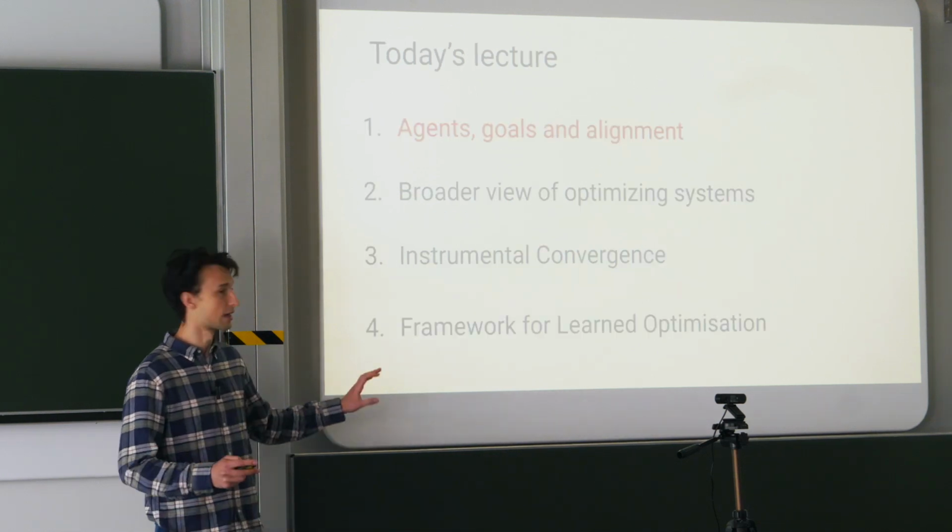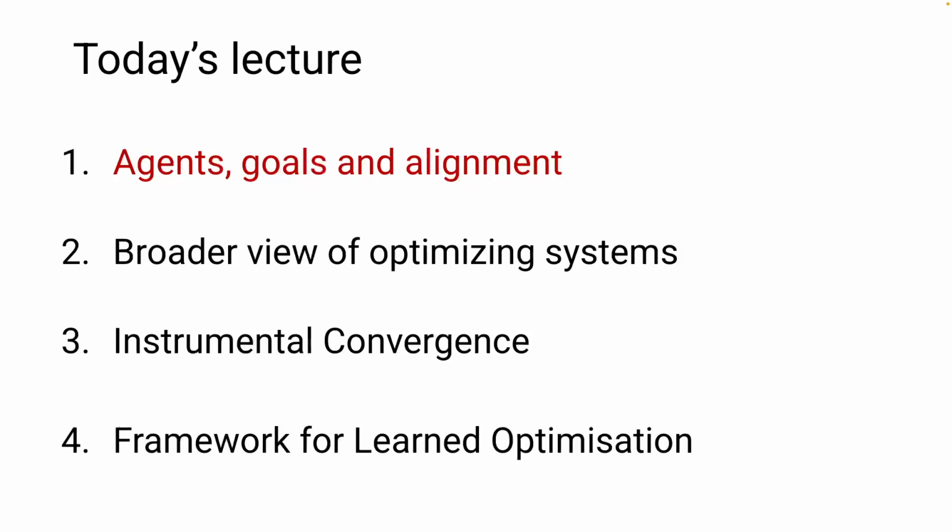Okay, so today's lecture, broadly 4 sections. The first one's the biggest. I'm going to be giving intuitions for what this notion of agent is, and how that relates to goals and alignment. Then I'm going to take a broader view of something I'm going to refer to as an optimizing system, before looking at a concept of instrumental convergence.